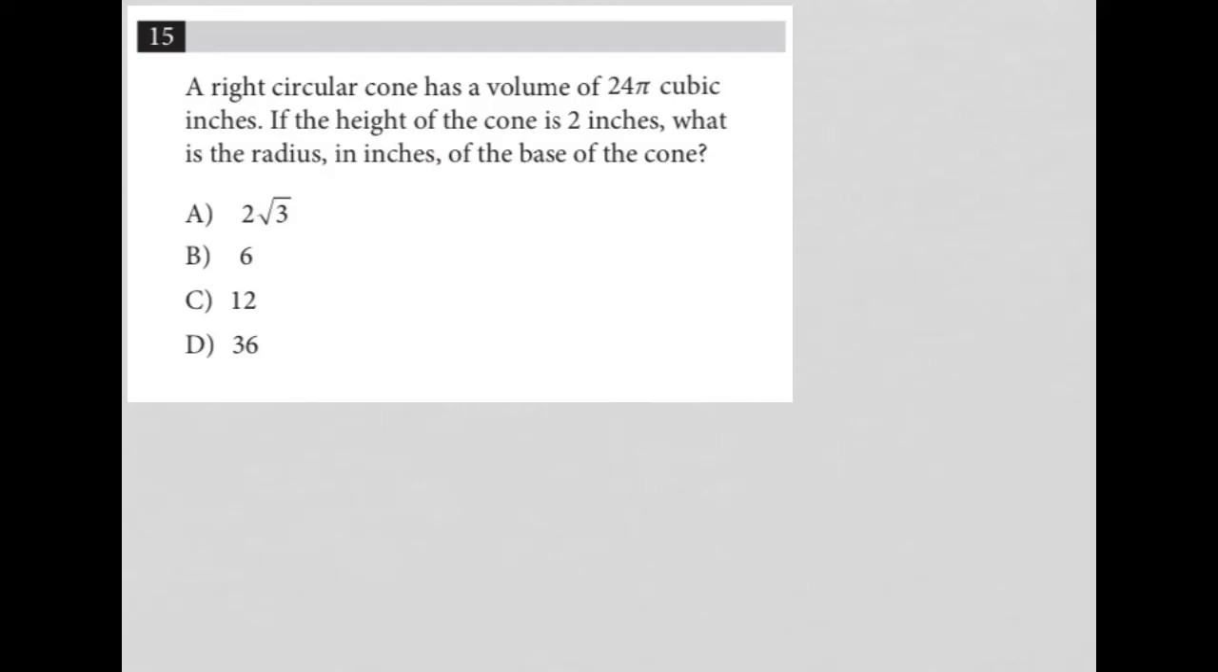So this question says a right circular cone has a volume of 24 pi cubic inches. So let's stop there, because this immediately becomes a plug-in picture question, which is a strategy that I use whenever a question describes something that can be drawn but that isn't provided to me. So a right circular cone is going to look something like this.